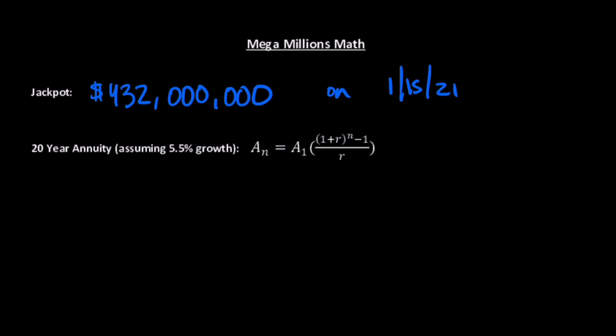So when it says the jackpot is 432 million, it's not really 432 million. That's the amount after a 20-year annuity. And I'm going to assume we get 5.5% growth. I don't know what they use as a growth rate, I'm just making that up. So what does that mean? Well, let's use this formula and figure out how much you're actually going to get every year.